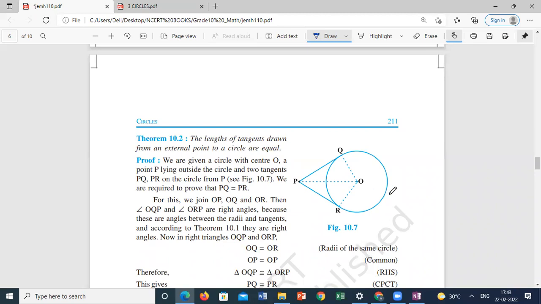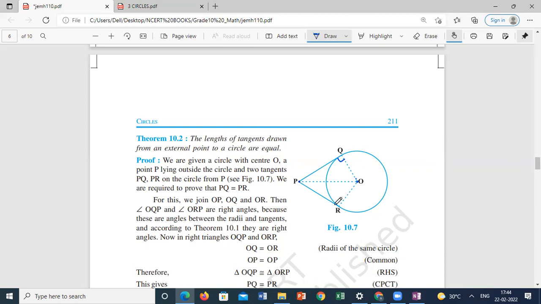With the help of this, using the right angle, we know from the previous theorem that at Q it is a right angle. With the help of this, we can calculate the distance from the center to the point. If you know the distance from P to O, you can calculate the PQ and PR values using the Pythagoras theorem.